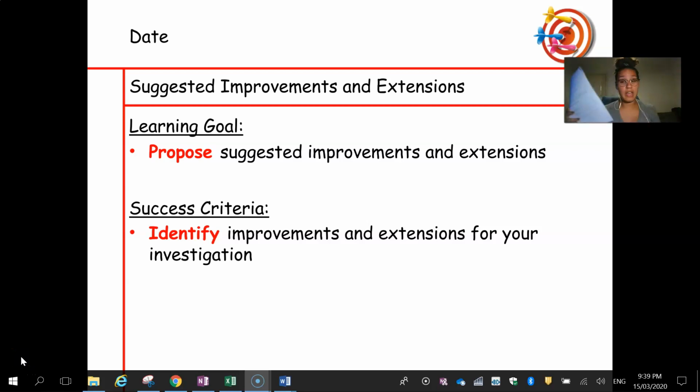Okay, year 7, we're looking at suggested improvements and extensions. So that's almost the last bit here. Looking at how our experiment can be improved or extended, that way you can show that you've actually considered the scientific process and the reliability or the validity, so how your data actually does answer the question. So we're proposing suggested improvements and extensions and identifying improvements and extensions. That's what we need to be able to do.